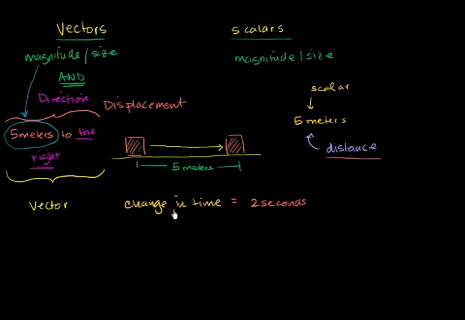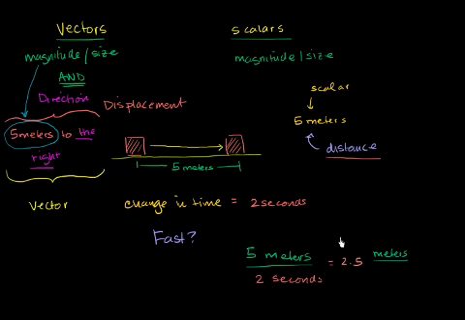So what's a measure of how fast this thing moved? We could say it moved 5 meters in 2 seconds. So let me write this down. It moved 5 meters per 2 seconds, or we could write this as 5 halves of a meter per second. 5 divided by 2 is 2.5 meters per second.